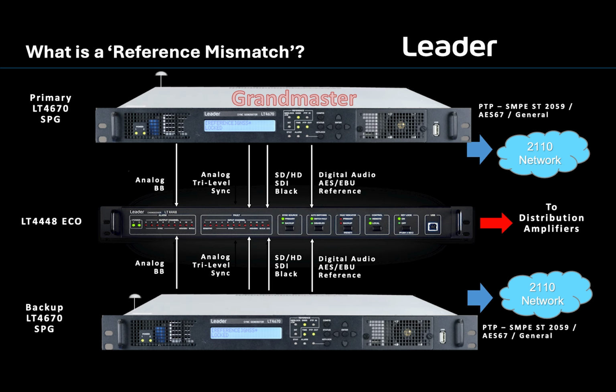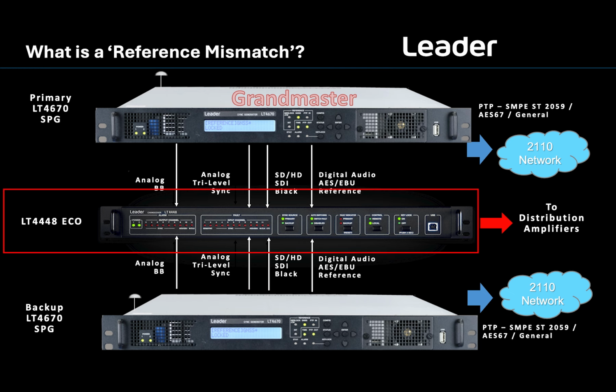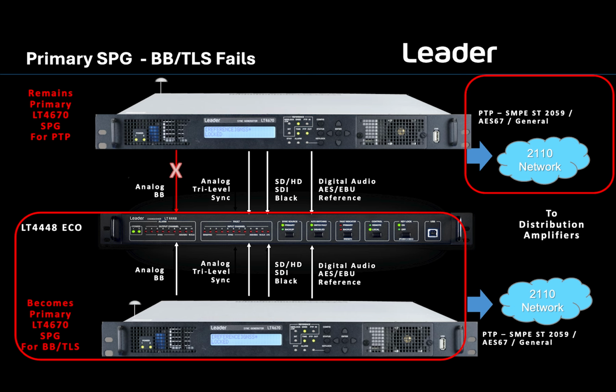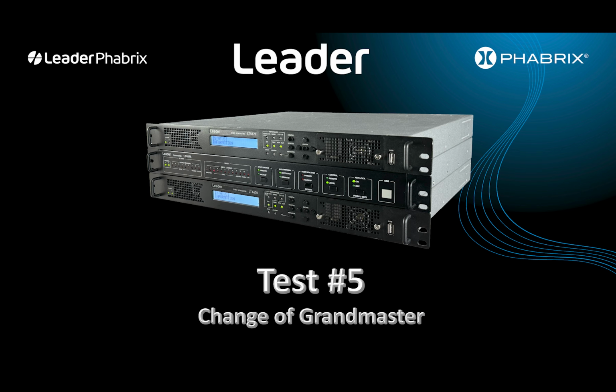In larger systems that employ redundant LT4670 units in combination with an LT4448 emergency changeover unit, additional failure scenarios can arise. These can introduce conditions where the black and burst, tri-level sync, and PTP reference sources end up coming from different LT4670s and causing reference signals to drift out of alignment, resulting in a reference mismatch.